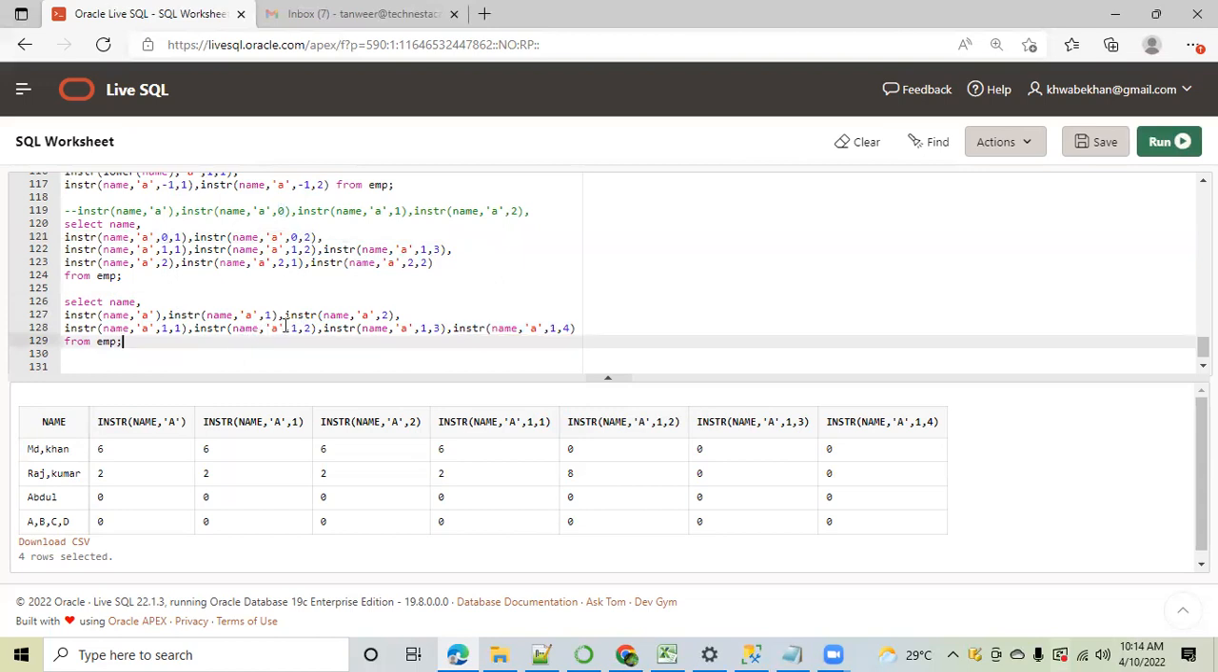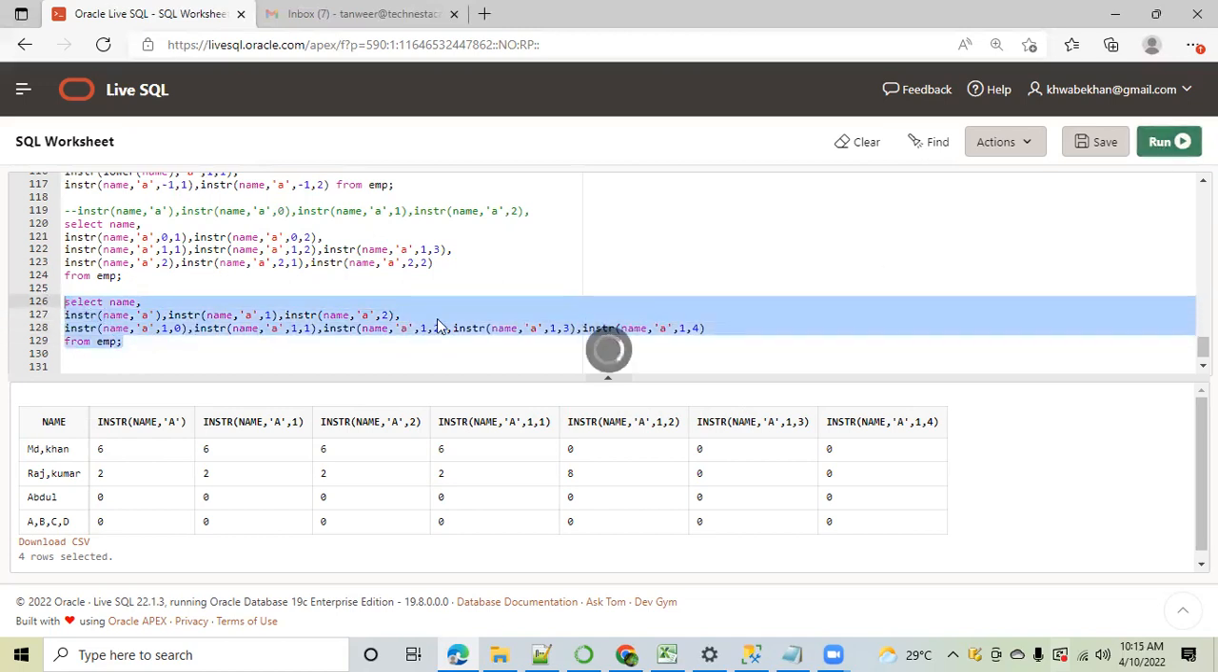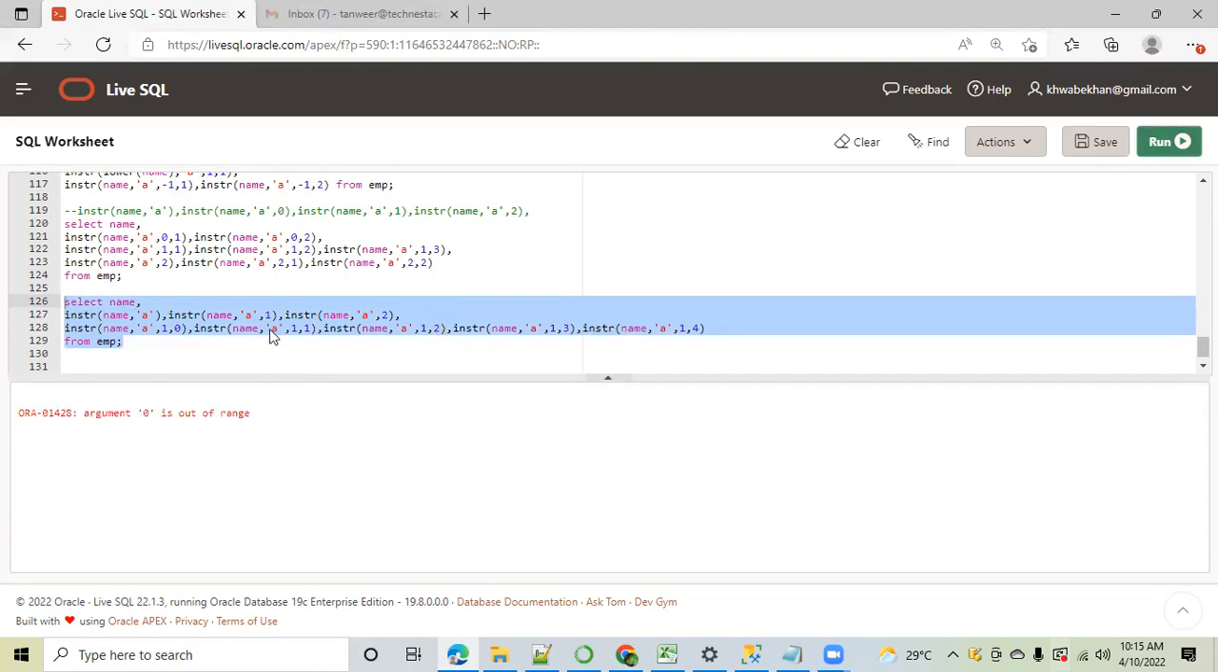No, one thing I have missed there. Sorry, one example I missed actually. Comma 1, comma 0. This example I forgot to mention. This is out of range. Why is this showing out of range? Any idea? No.